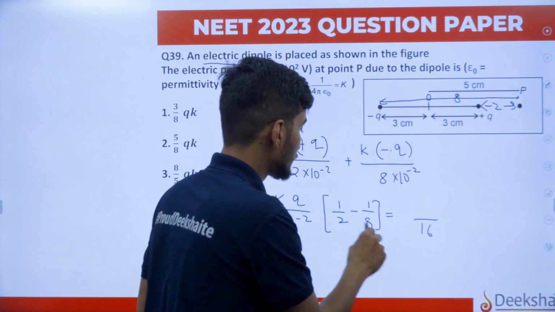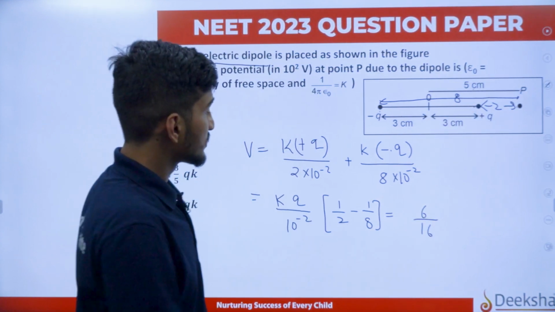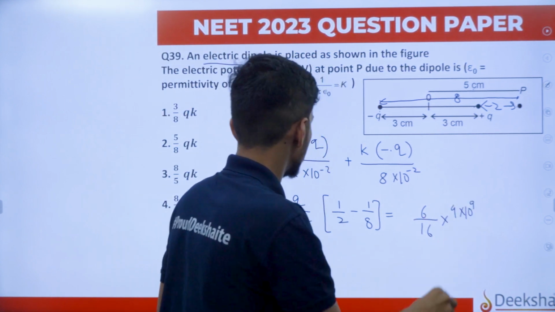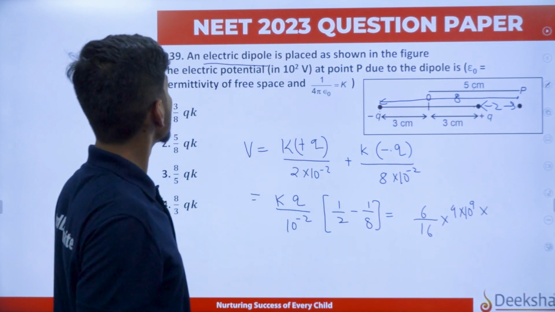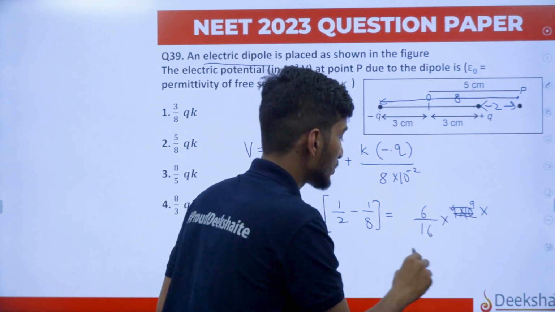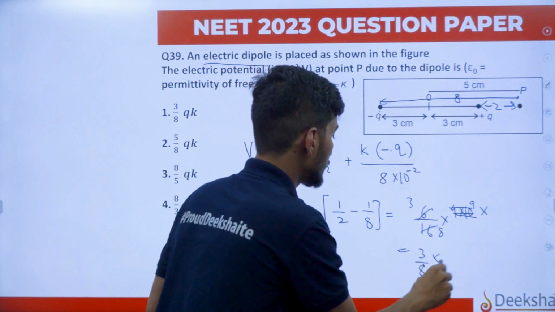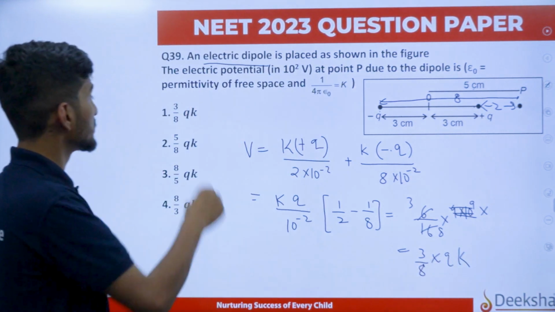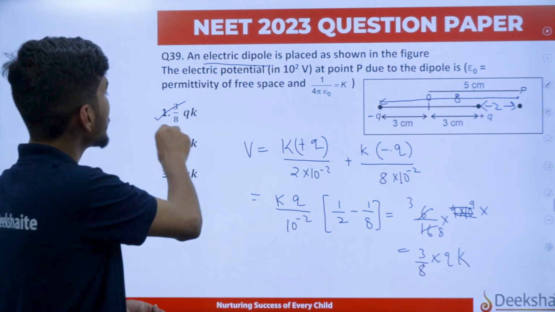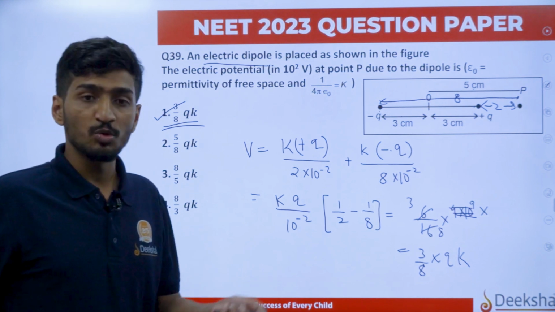That's just 16 into 6, like that, into 9 into 10 to the power 9 into value of Q is given, right? No, not required actually. Value of K is also not required. 3 by 8 into QK, and that should be the answer. I guess they're not asking you to convert things into centimeters. 3 by 8 into QK should be the answer for this question. All right. Okay. Let's move on.